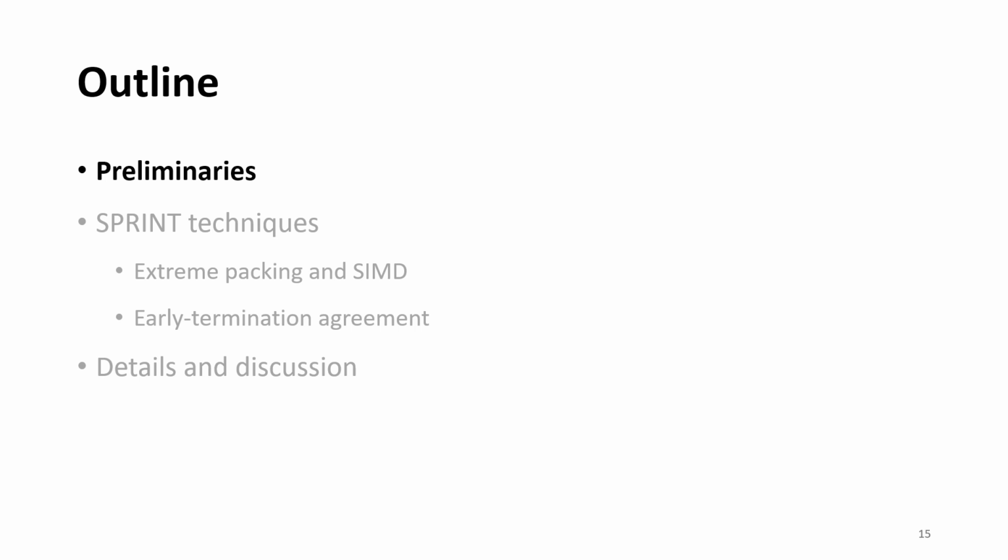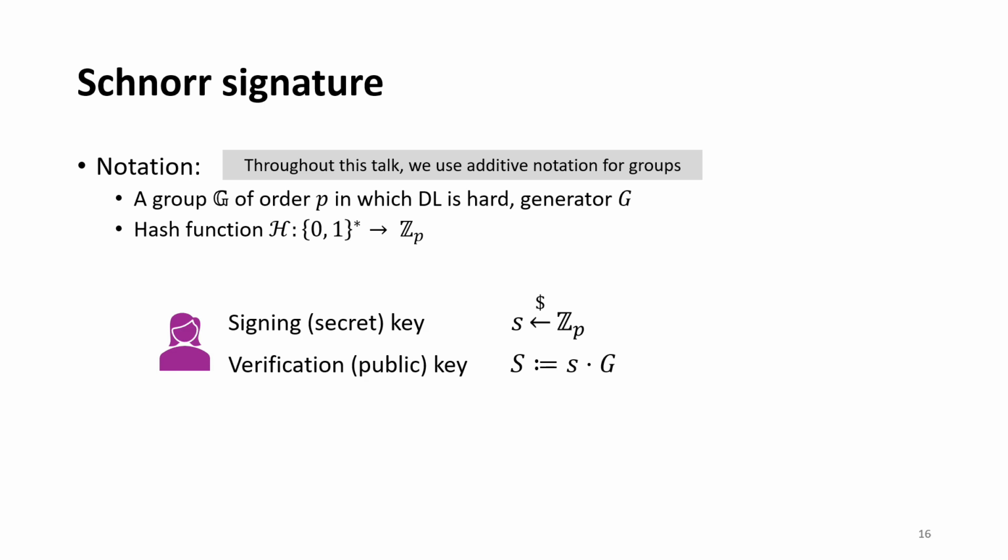Okay, before I present the main techniques of Spring, let's start with some basics of Schnorr signatures. In Schnorr, we have a group of order P, and the signing key S is just a random element from Z_P, and the verification key hides the secret in the exponent of the generator. Over this talk, I'll use additive notation for the groups.